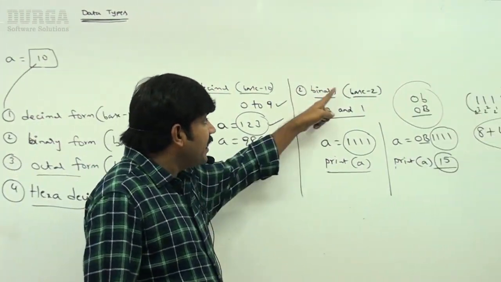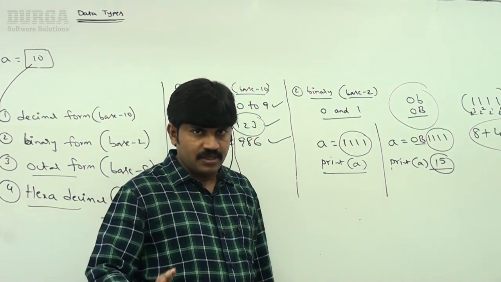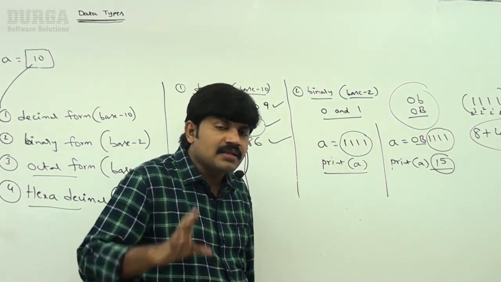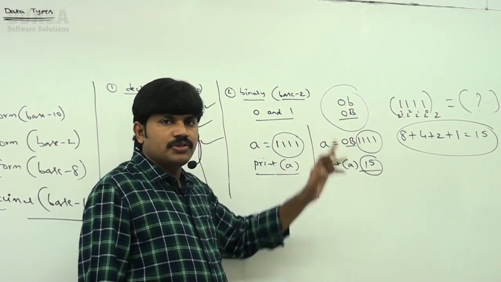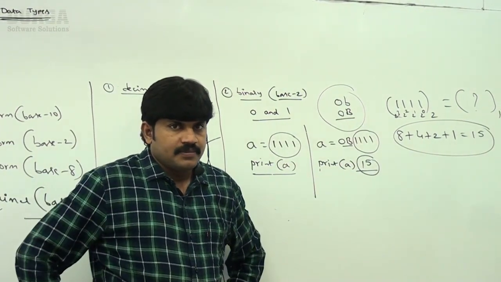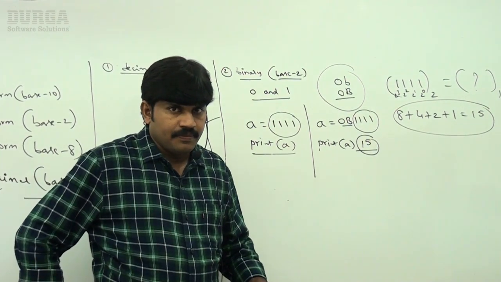Next, binary, base 2, sir. 0 and 1 are the only allowed digits. But compulsorily the literal value should be prefixed with 0 small b or 0 capital B. Any doubt? Everything is clear for all of you, right?